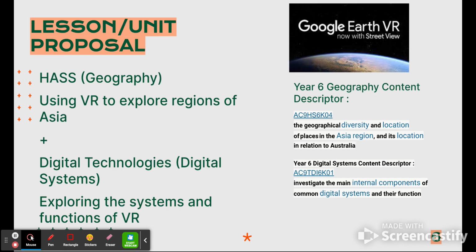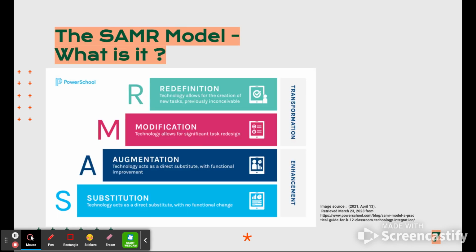This presentation explores the potential integration of HASS, or geography, with digital technologies with a focus on digital systems. That would be achieved through the use of VR in the classroom. And the main goal of that is to explore the regions of Asia, because that fits in with the Year 6 content descriptors. This is where the SAMR model comes in.